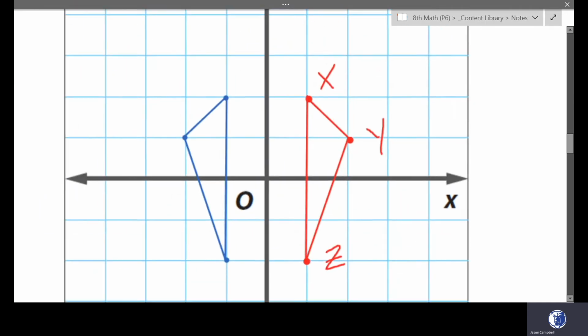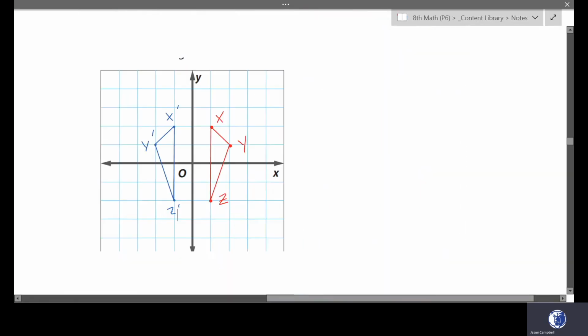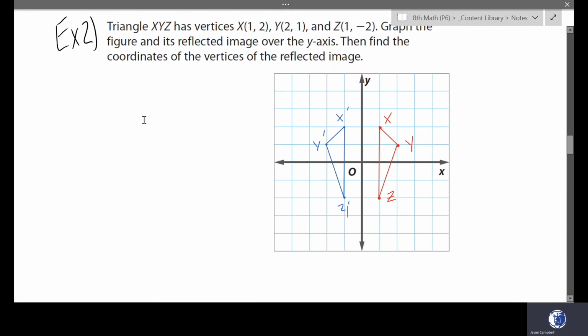And let's label these. So we have x prime, y prime, and z prime. Let's write down those coordinates. So x prime is at (-1, 2). Y prime is located at (-2, 1). And z prime is located at (-1, -2).